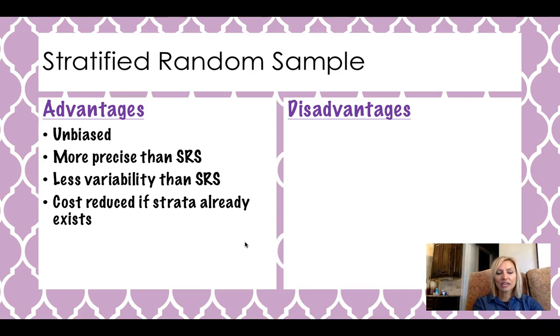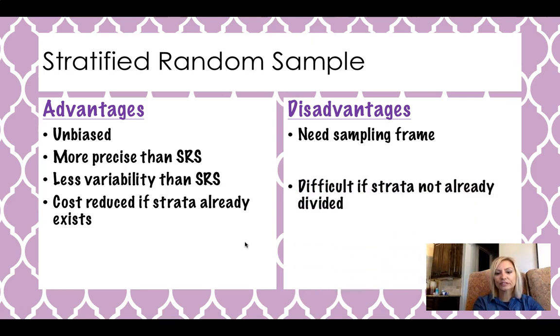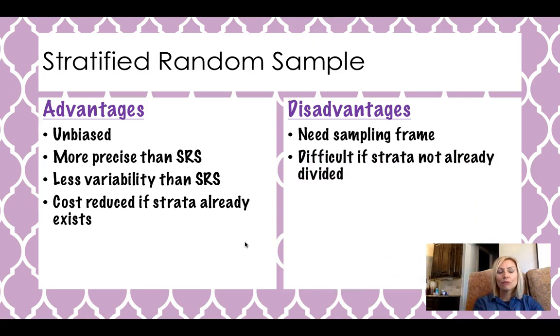Now, again, just like an SRS, we still need a sampling frame, which is a primary disadvantage of using a stratified random sample. It also can be very difficult if our strata are not already divided, because in order to divide our population into homogeneous groups for our strata, we need to know something about the population that we think will affect the results of what we're looking at. So if we don't already know that, or it might be very time-consuming or troubling to break people into those strata, then it could be difficult and be a disadvantage of our stratified sampling design.